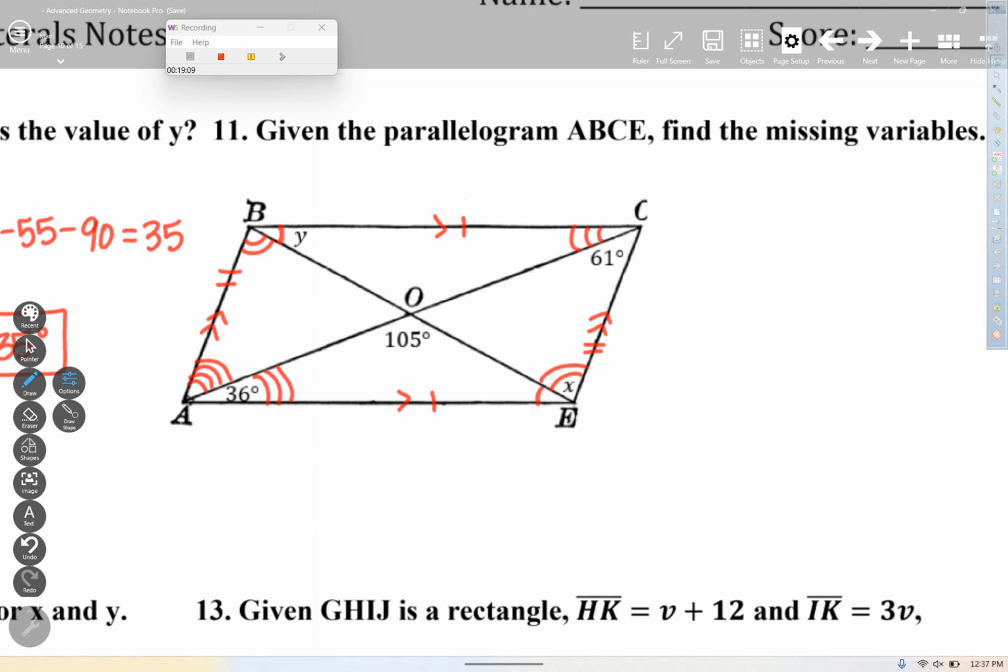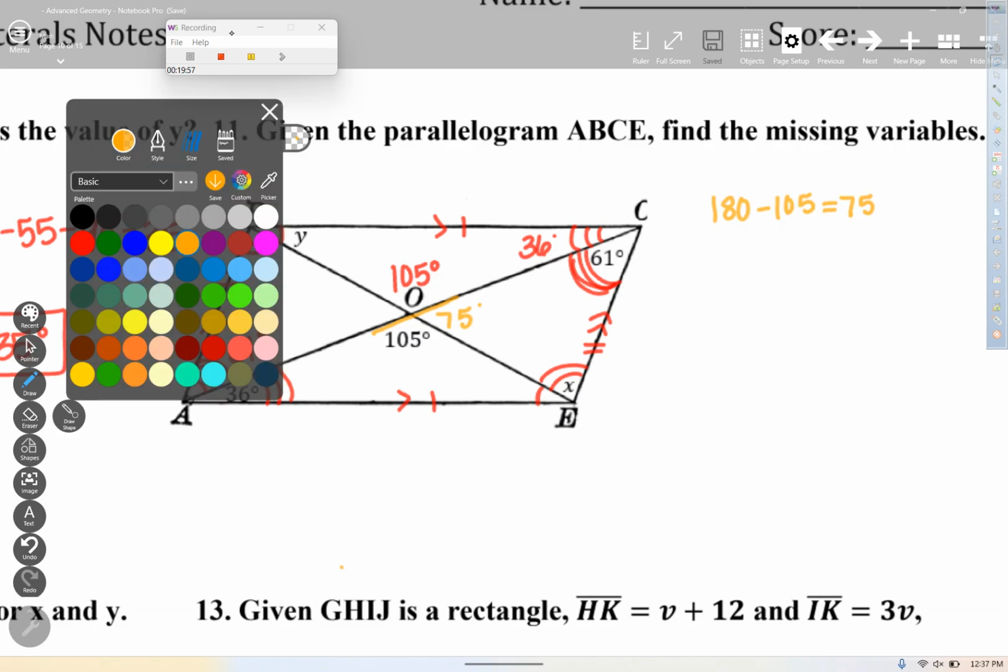Okay, that really does help me out, to be honest. So 36 is alternate interior with this angle up here. I know that's congruent. That helps me out. And then I have 61, can also go here. I know 105 and O are vertical angles, so I can put 105 in this little corner right here. And then I also know that 105 and this angle together are a linear pair. So a linear pair is 180. So if I take 180 minus 105, I am going to get 75 degrees. So this guy is 75 degrees.